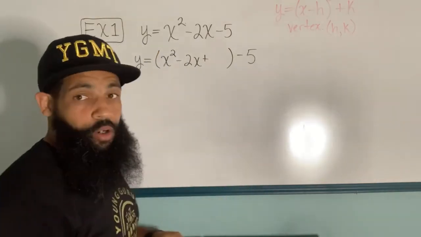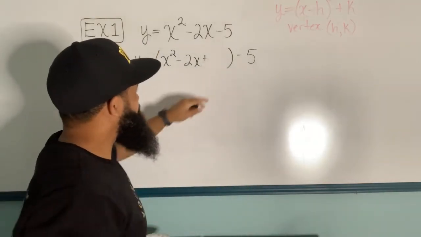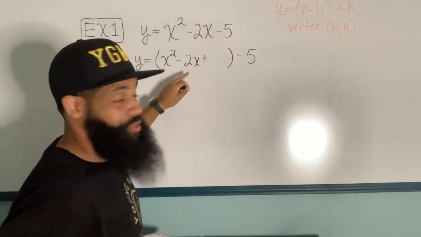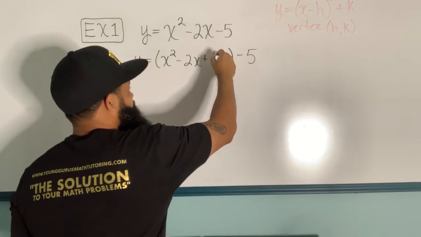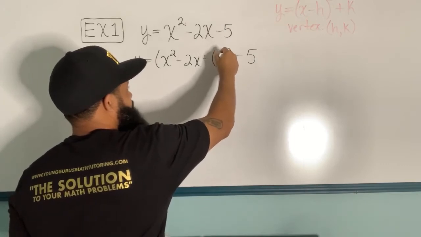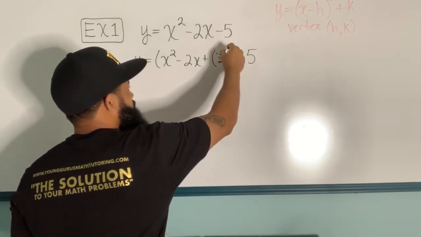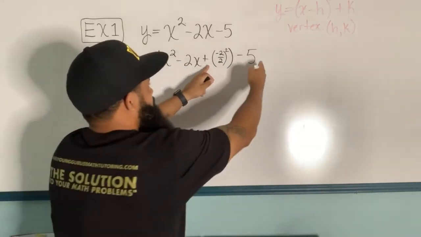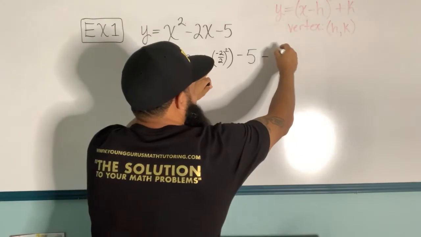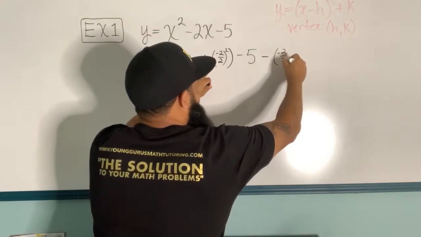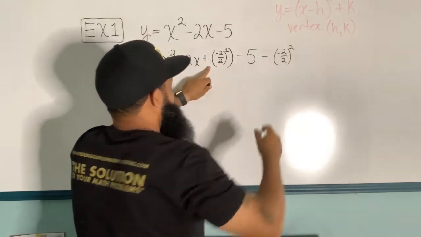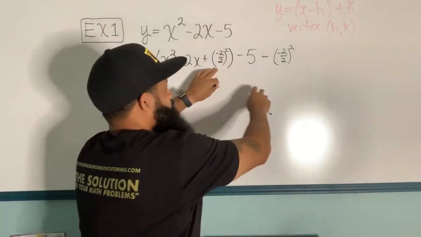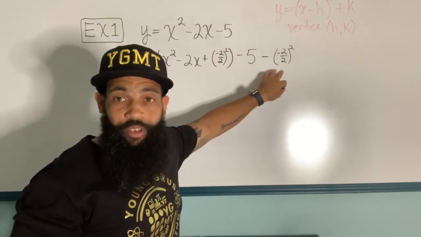All right. Now, what I'm going to add right here is I'm going to take half of this b term. So I'm going to take half of negative 2, which is negative 1, but I'm going to write it like this: negative 2 divided by 2, and then I'm going to square that. Since I'm adding it here, in order to keep this equation balanced, I have to subtract it here. Why do I have to subtract it here? Because we're on the same side of the equal sign. So in order to keep this balanced, if I'm adding it in here, I have to subtract it out there.